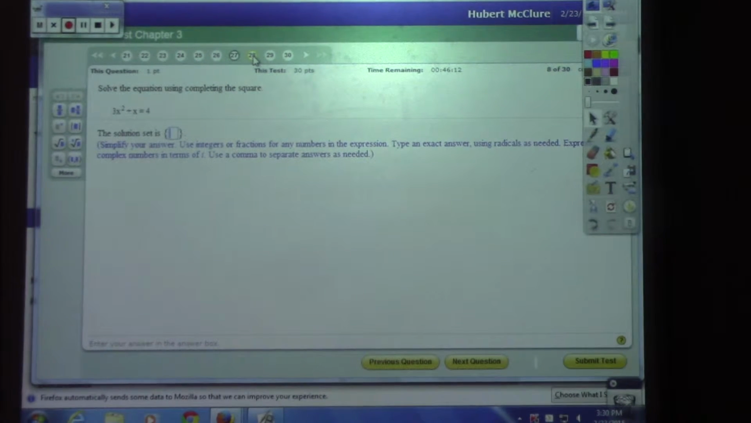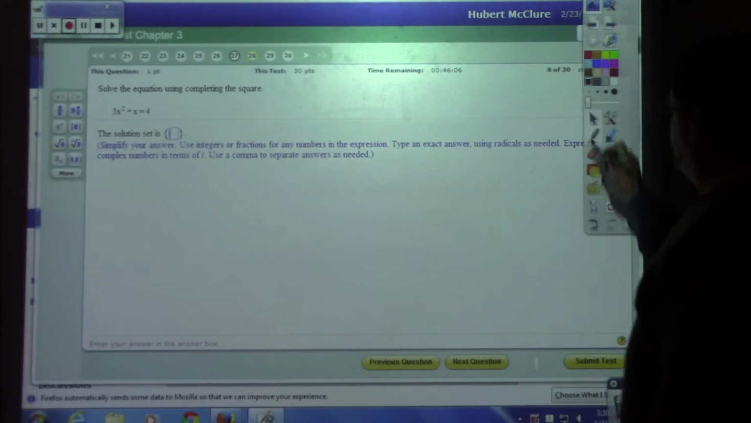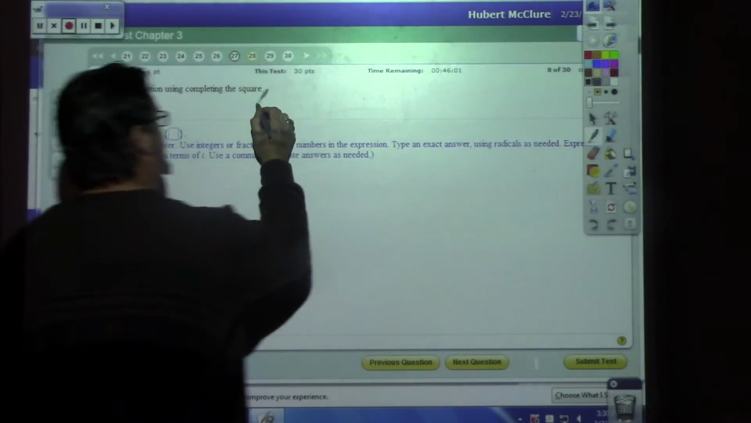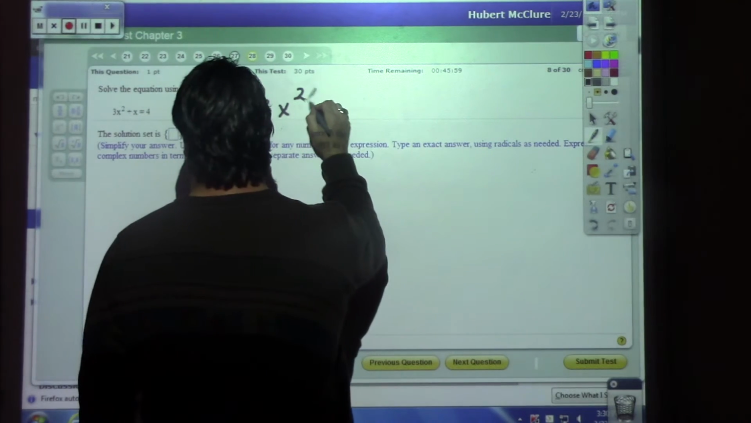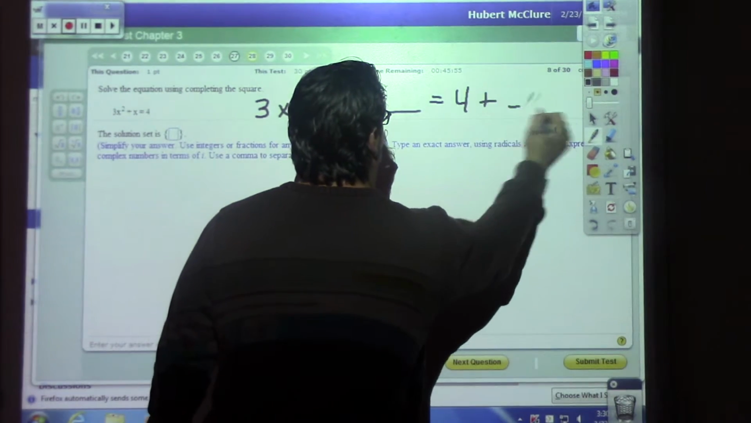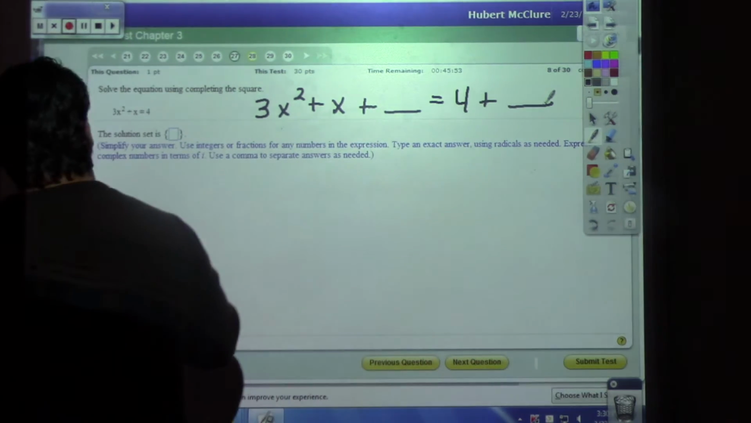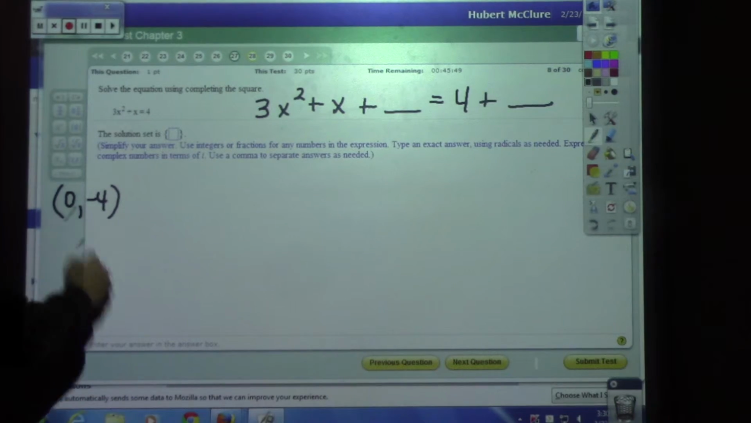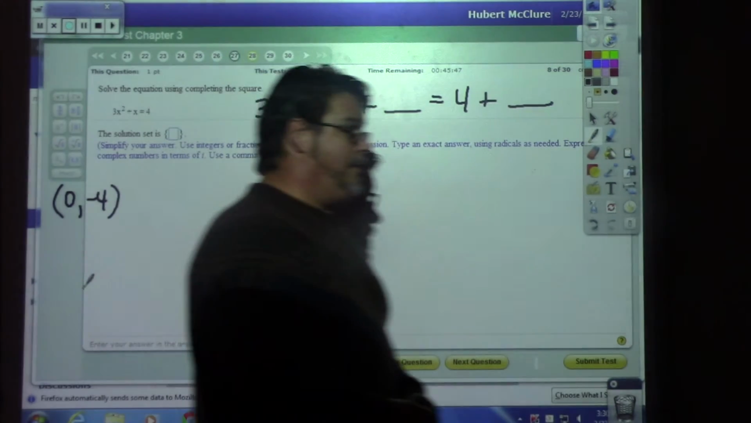And what I would like for you to do for your notes is do everything. I know what they're asking you for, but I want you to do everything. So in other words, this is 3x squared plus x plus blank is equal to 4 plus blank. I'll do this much for you. I'll give you the y-intercept. Y-intercept is (0, negative 4). There you go. It gives you that much.